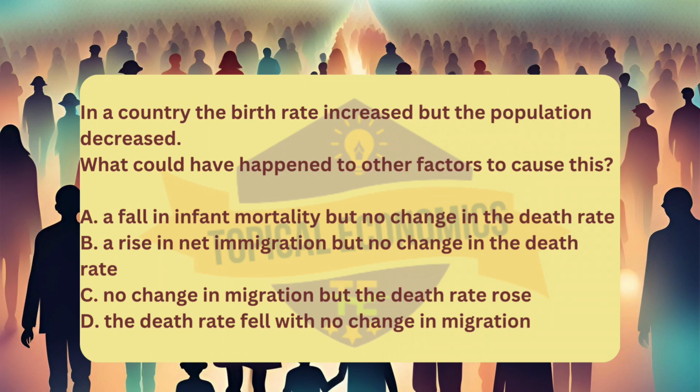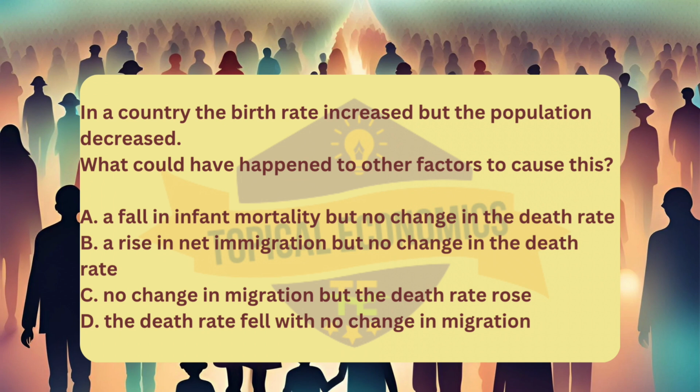Moving to the 13th question. In a country the birth rate increased but the population decreased. What could have happened to other factors to cause this? A. A fall in infant mortality but no change in the death rate. B. A rise in net immigration but no change in the death rate. C. No change in migration but the death rate rose. D. The death rate fell with no change in migration.